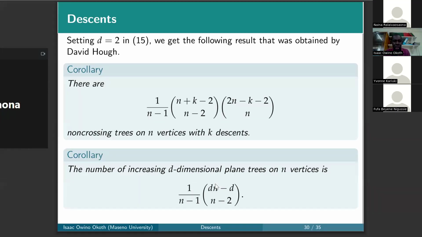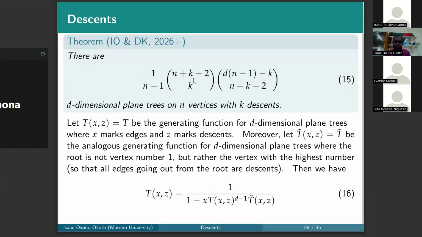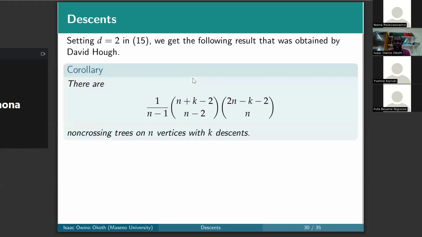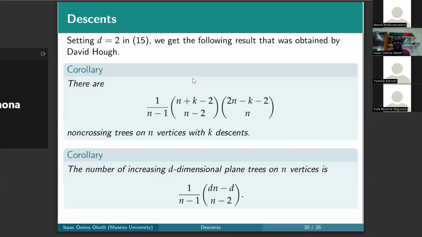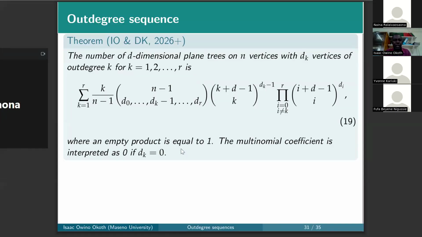Then for the d-dimensional increasing plane trees, we need to set k equal to 0, that is, d equal to 1 here and k equal to 0. Then we get the number of increasing d-dimensional plane trees. We only set k equal to 0 because they are increasing, so there are no descents. Okay, then lastly, for the degree sequence, we find that the number of d-dimensional plane trees on n vertices with i vertices of degree k is given by this formula here.